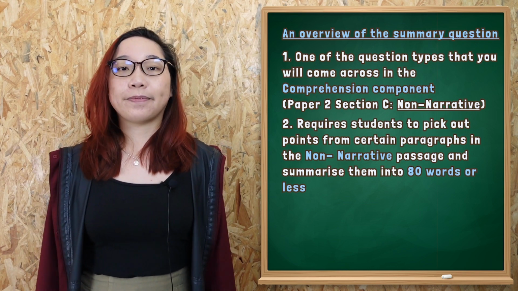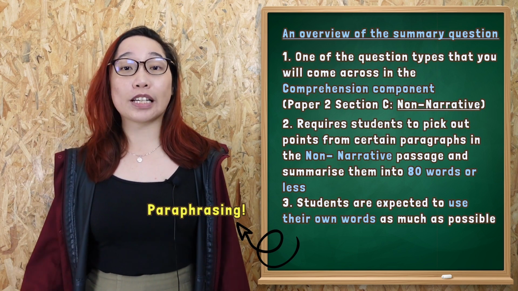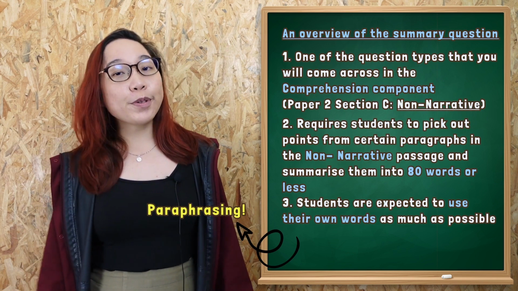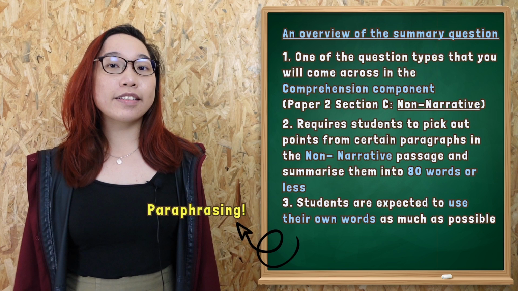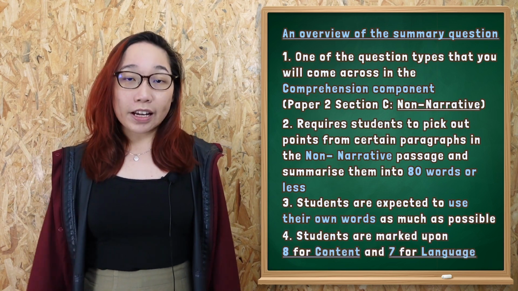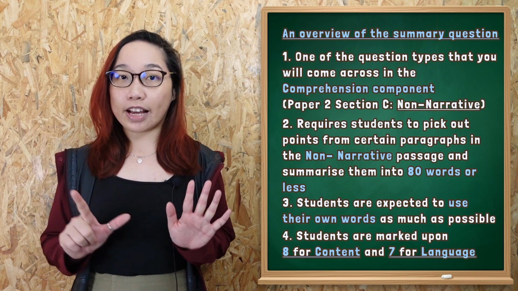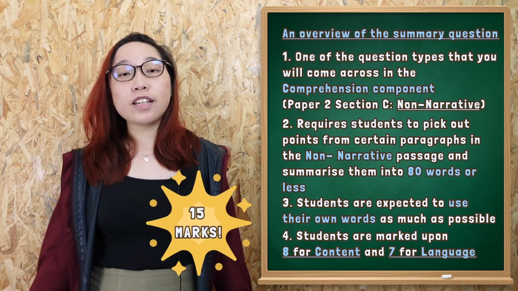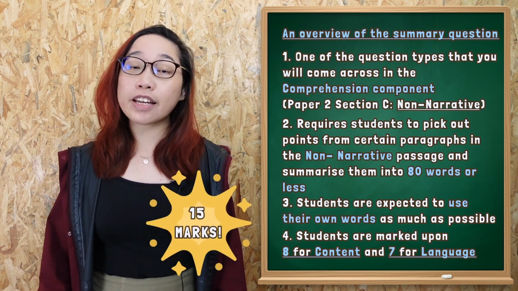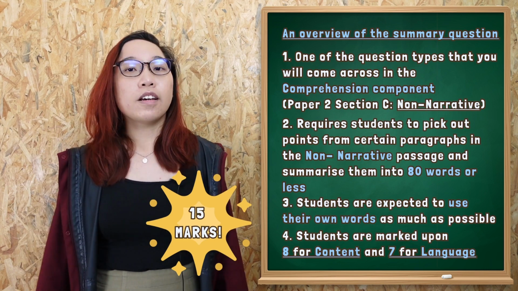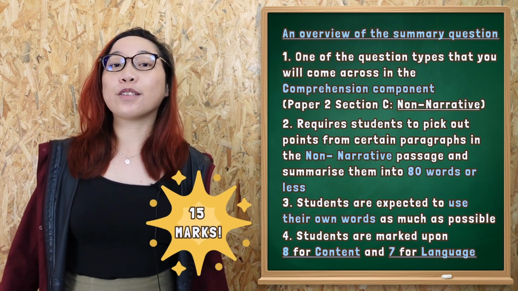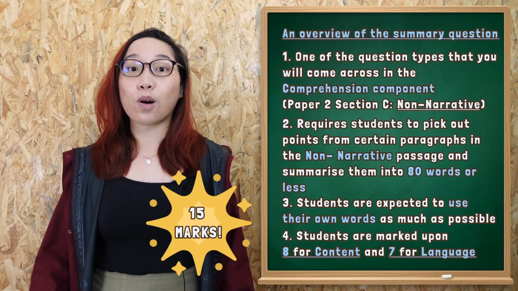or less. Paraphrasing is a key skill for the summary question because students are expected to use their own words as much as possible. Finally, students are marked upon 8 for content and 7 for language. Worth 15 marks, the summary question definitely carries a high weightage. This is why it is important for us to learn how to approach it with care and caution.